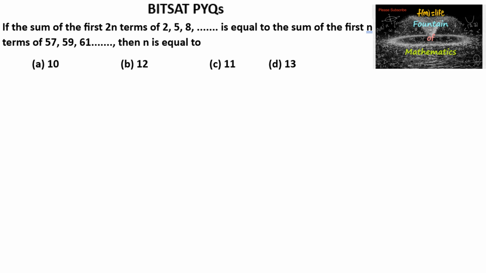Given the sum of the first 2n terms of the sequence 2, 5, 8 and so on is equal to the sum of the first n terms of the sequence 57, 59 and 61. So let us consider S2n of the first sequence equal to S dash n of the second sequence, and the first sequence has a common difference of 3. So we can write the first term a is equal to 2 and common difference d is equal to 3.